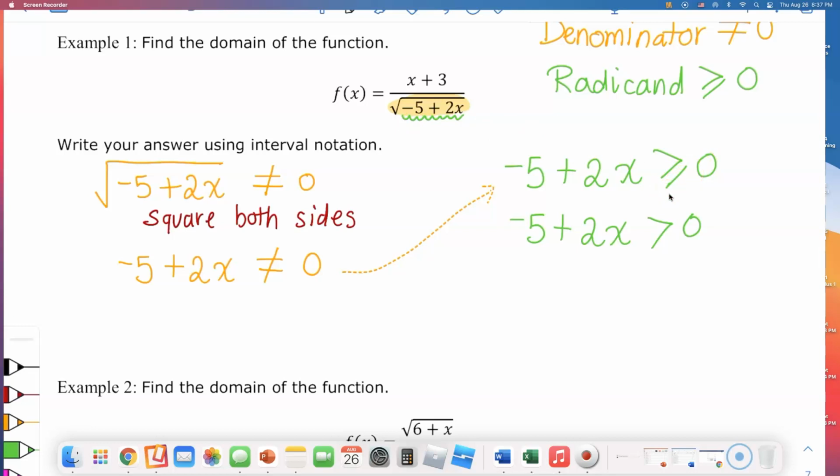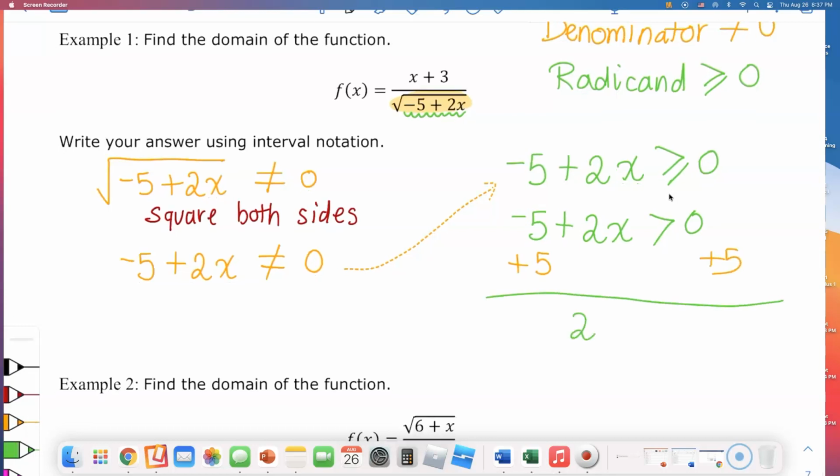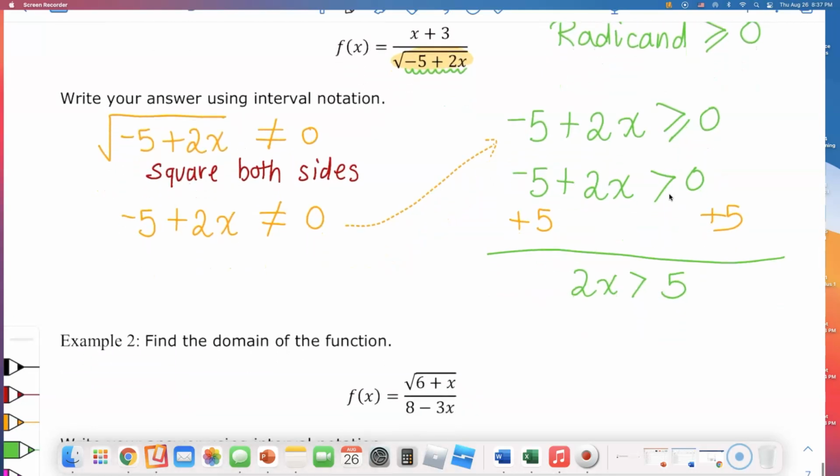All right, so I'll go ahead and solve this green one. I can add 5 to both sides, plus 5, plus 5. If I do that, I get 2x is greater than 5. Now let me divide both sides by 2. We got the answer. X has to be greater than 5 over 2.